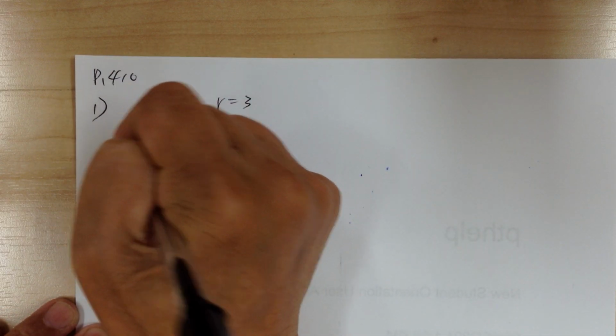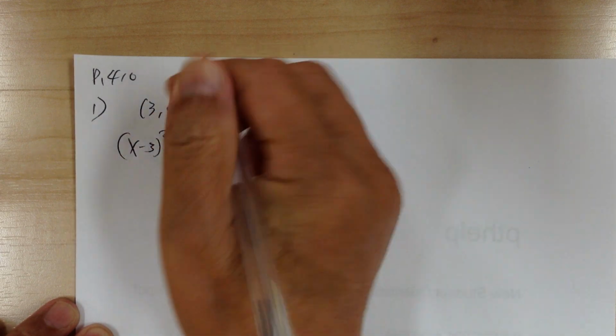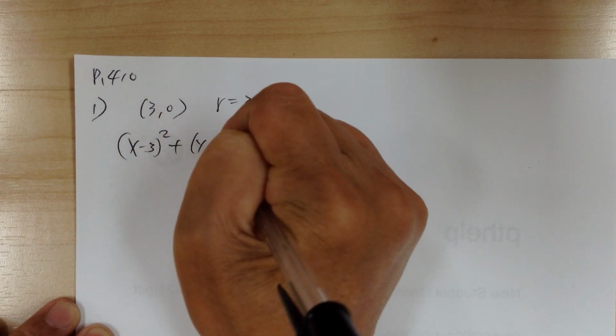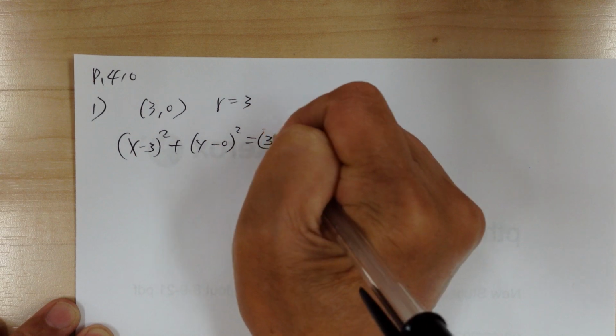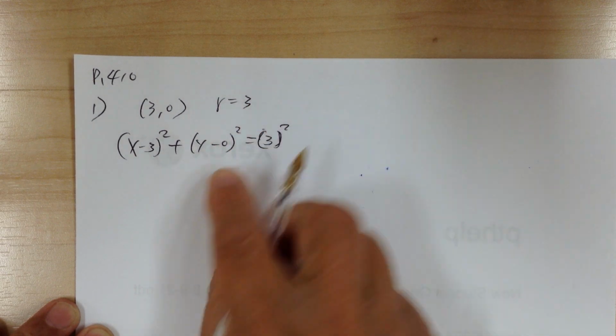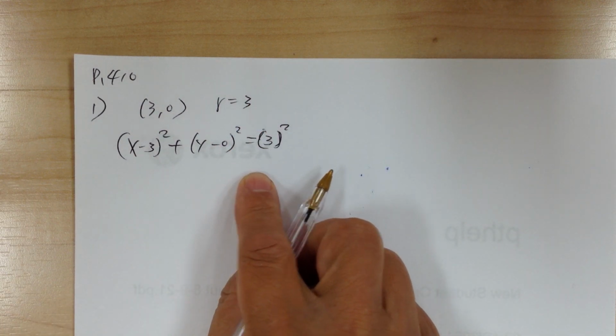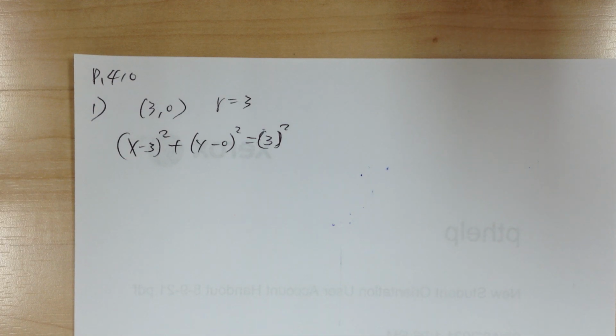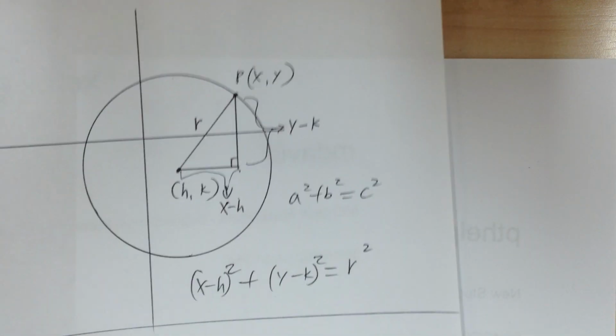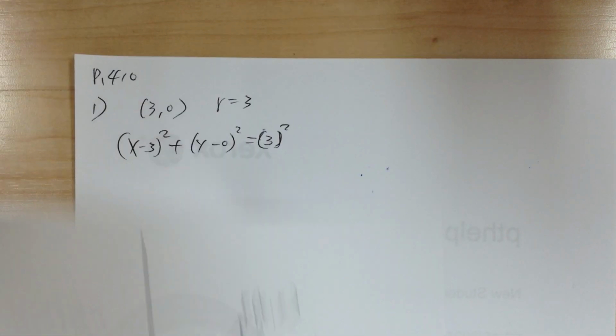From here, you're going to get (x minus 3) squared plus (y minus 0) squared equal to 3 squared. So that's your formula. That's your equation for the circle. Make sure you know it really well.